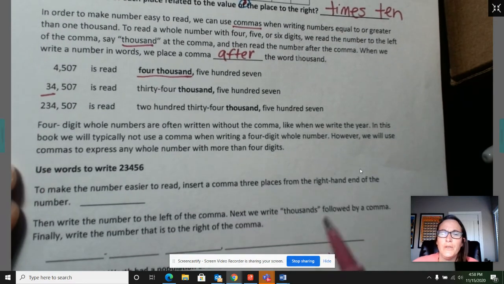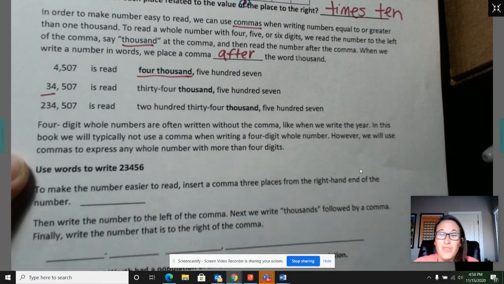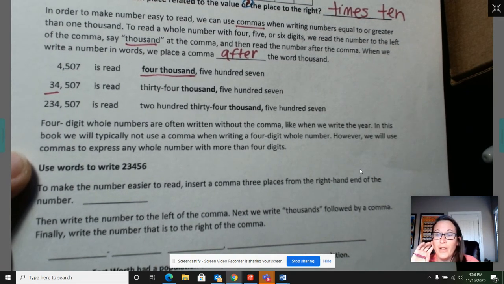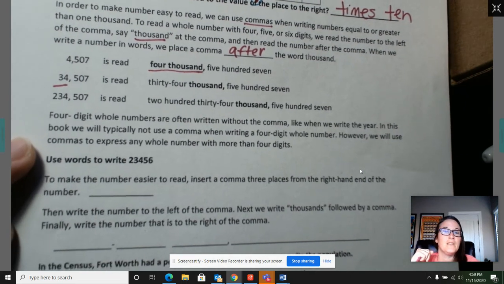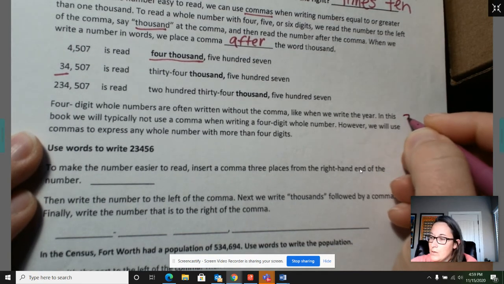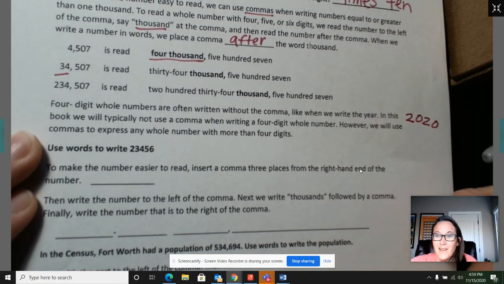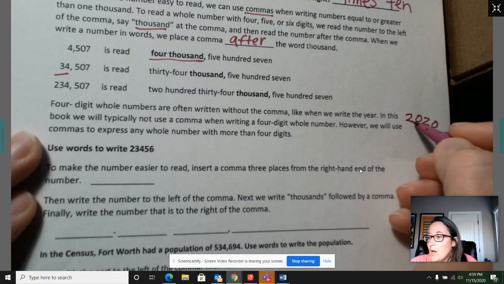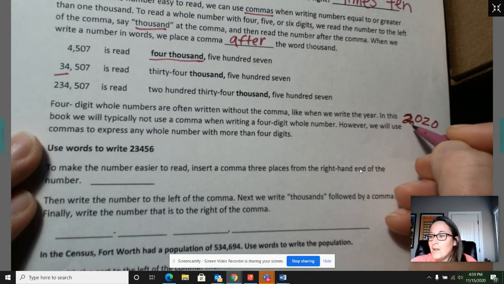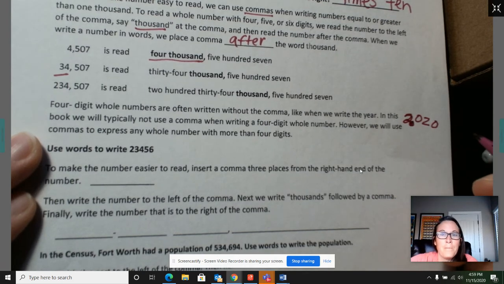Now it tells us 4-digit whole numbers are often written without a comma. So with just the 4-digit numbers, some people don't write the comma. It's okay. I don't count it wrong if it's a 4-digit number without a comma. If it's a 5-digit, it's absolutely wrong. If it's a 6-digit, absolutely wrong. Okay. So it says like when we write the year. So when we write our year, I'm going to write 2020. You don't see people go, oh, it's 2,020. We don't do that. So lots of people don't even add the comma when it's a 4-digit number.